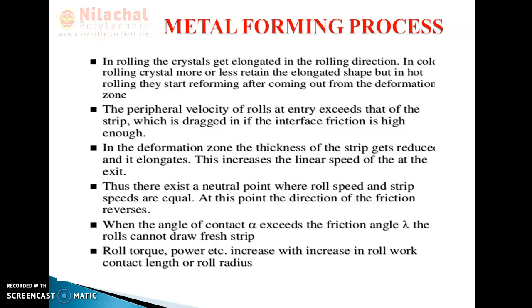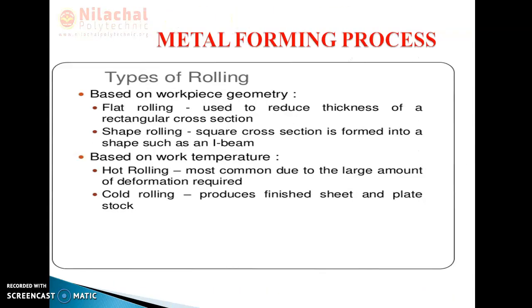Last one, roll torque or power increases with increase in the roll-work contact length or roll reduction. Now, these are some salient features of the rolling process that we have discussed. Basically, as per the definition, rolling is the most rapid method of forming metal into desired shape by plastic deformation in between rolls.